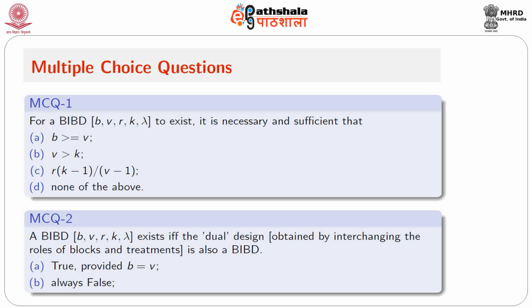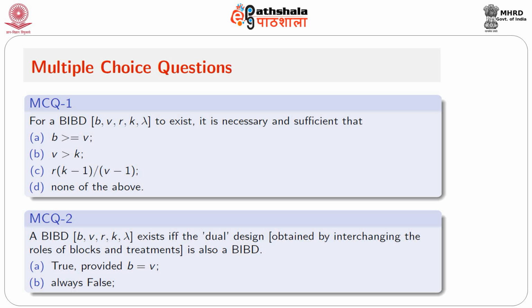What is the next question? The next one is: a BIBD with parameters b, v, r, k, lambda exists if and only if the dual design, which is obtained by interchanging the roles of blocks and treatments, is also a BIBD. The two options are: the statement is true provided b is equal to v, and the second one is it is always false. That's an interesting problem. You are given a BIBD and then you interchange the roles of blocks and treatments and you come up with another design. That derived design will also be a BIBD provided this thing happens.